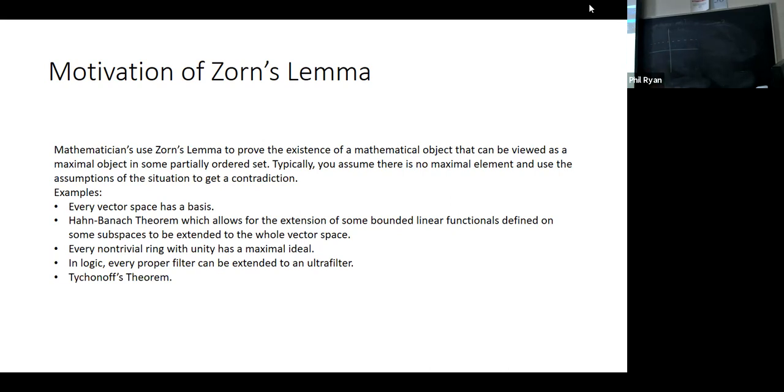Reach, and next class we're going to use it to prove Tychonoff's theorem that in the product topology the arbitrary product of compact spaces is compact.